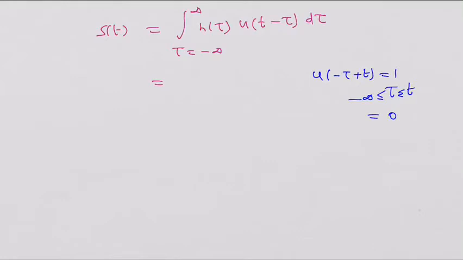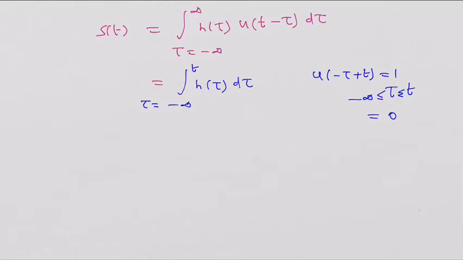Based on the conditions, when we apply it to the integral, tau starts from minus infinity but should end at t. So this is h of tau, u of t minus tau is 1 already, so d tau. That's what we say.